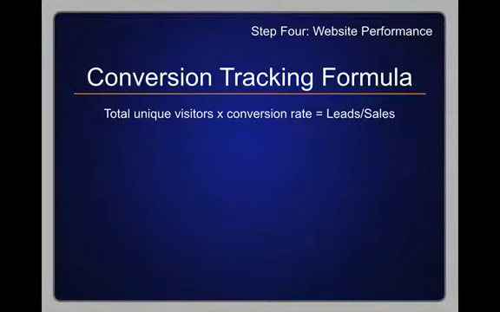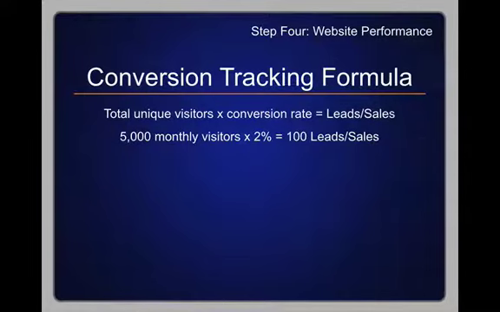And this is pretty straightforward. For example, if you have 5,000 visitors to your website a month, and your conversion rate is 2%, that would equal 100 sales or leads. This is a number that can apply to whatever conversion you're running and tracking. But it's something you should be looking at on a regular basis as you monitor website performance.